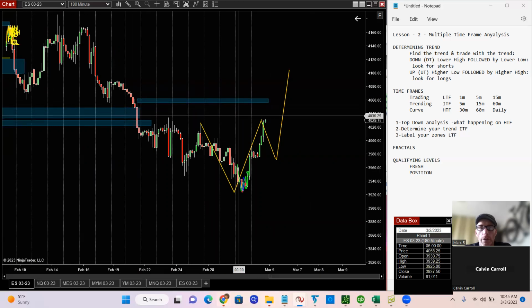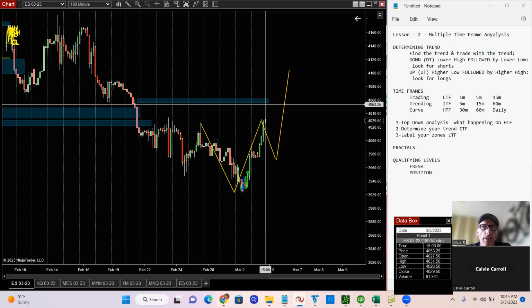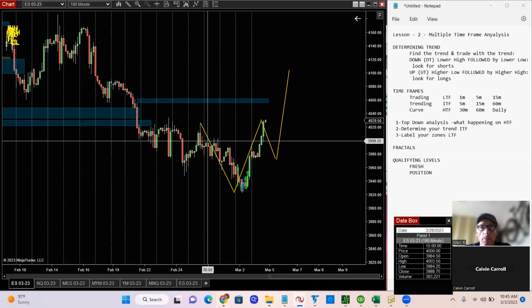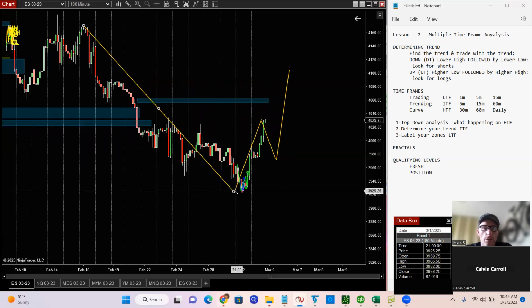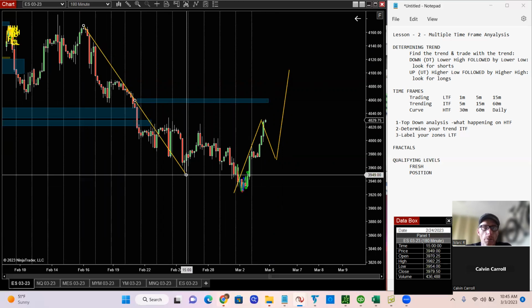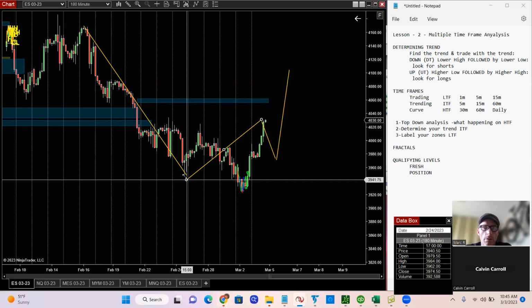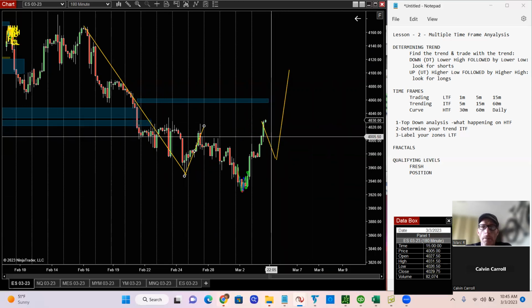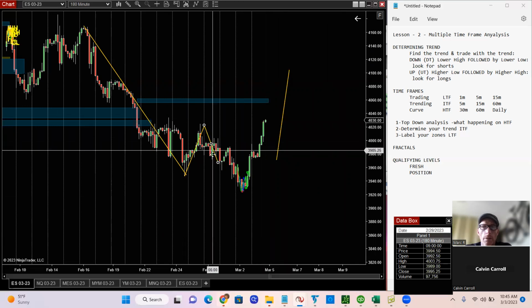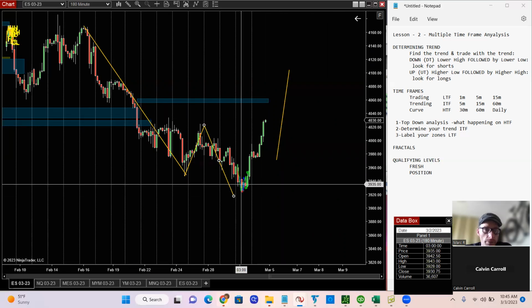Right now, the only area of supply that I'm looking at happens to be right here, and that would be counter trend. Well, it's not counter trend on this time frame, because on this time frame, here's my move down. Okay, here's a move back up. And here's a lower low. So on this time frame, I'm still in a downtrend.